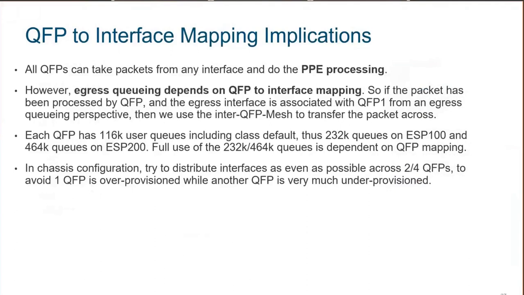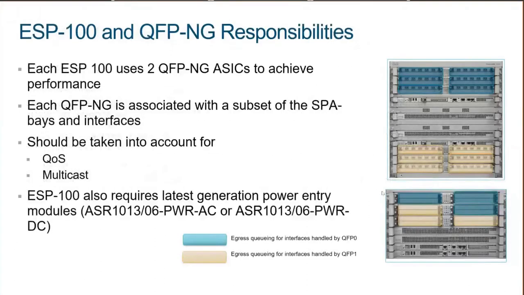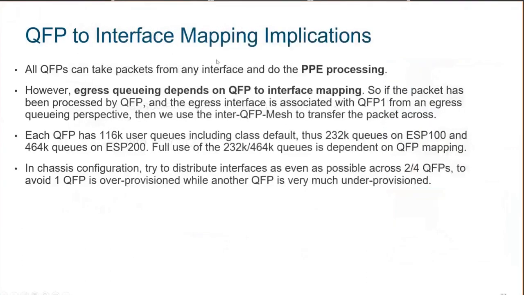As we were saying, on this slide, if the egress port is on this SPA, the egress processing will be handled by QFP1 itself. If it is on any of these SPAs, then it will be handled by QFP0. So this is basically what the QFP to interface mapping is.